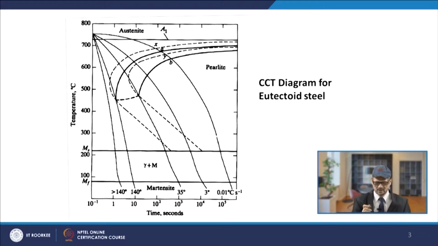Whereas if you are between 35 and 140 degrees centigrade per second, then the steel will be crossing that pearlitic start, and it is not crossing that pearlitic finish curve. What happens in this case is that some of the austenite will be converted to pearlite, not fully, and the untransformed austenite will be passing through this bainitic range.